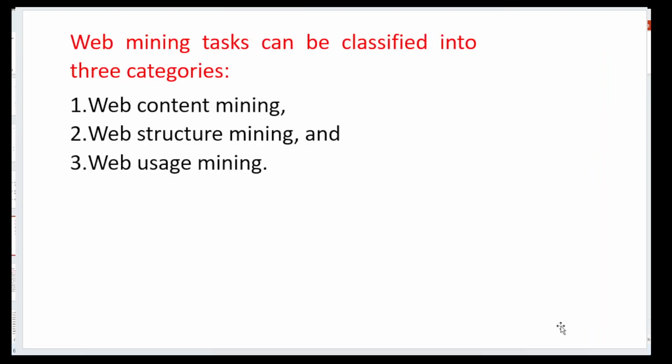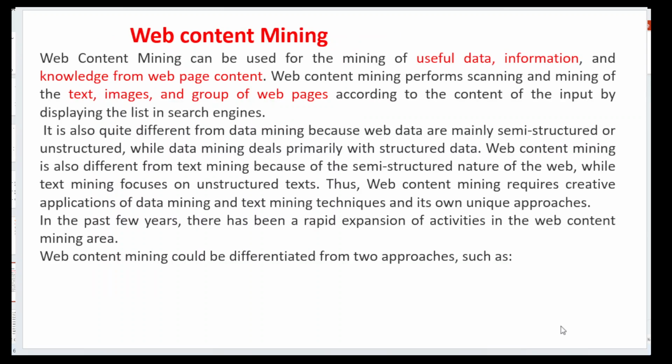So here the web mining tasks are classified into three major categories. What are those three major categories? First one is web content mining, second one is web structure mining, and third one is web usage mining. Three kinds of web mining tasks are there, which can be classified into three categories. So let's see what web content mining, web structure mining, and web usage mining are.